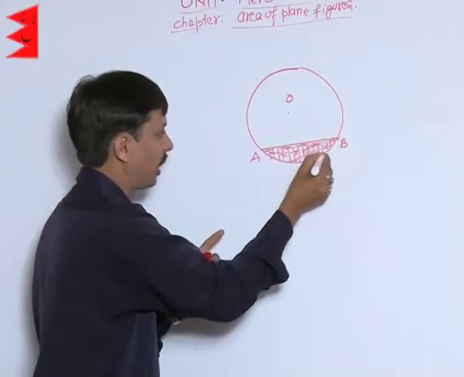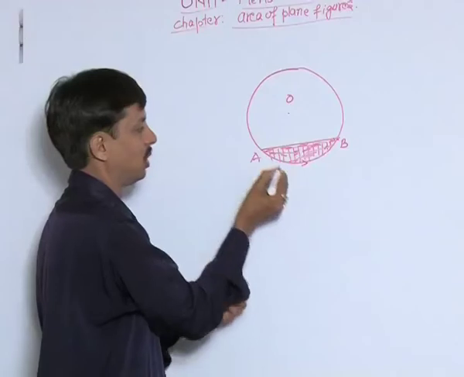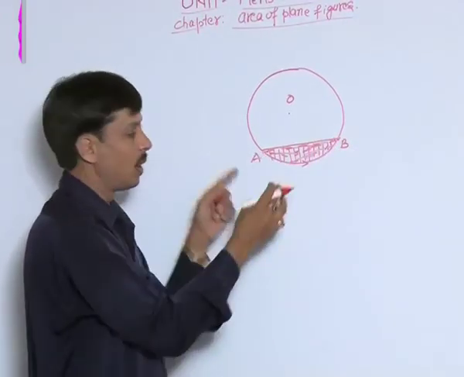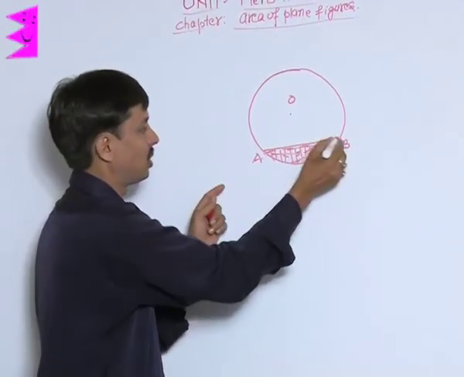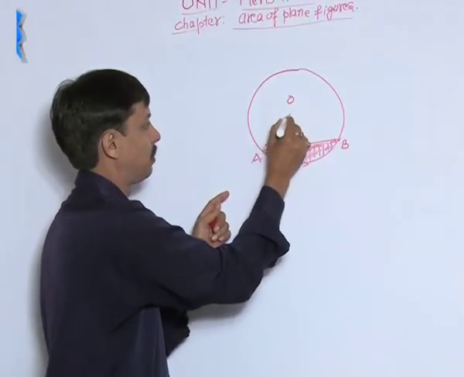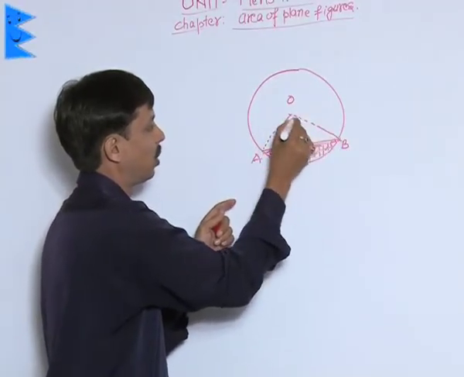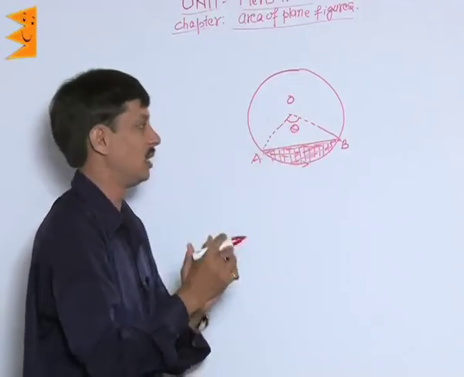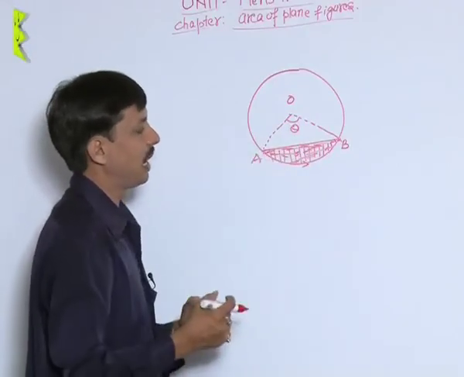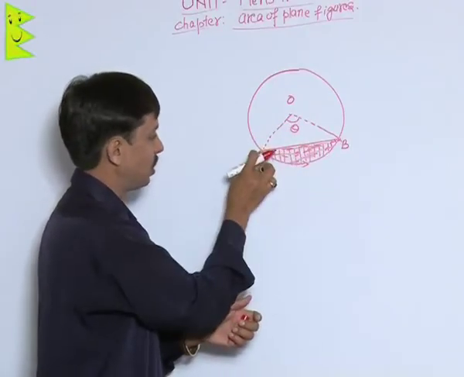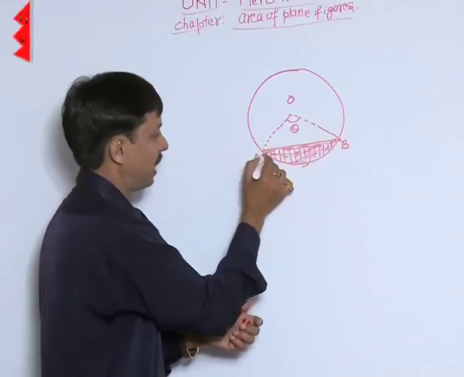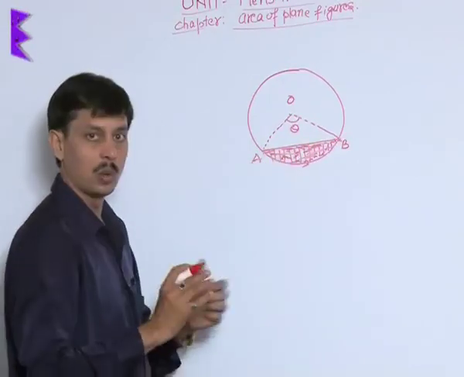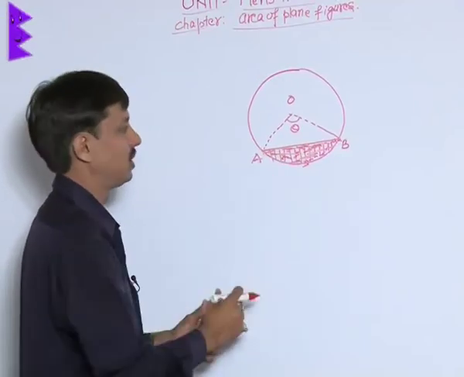This is known as the minor segment because the arc enclosed is a minor arc. Why is this a minor arc? Because the angle made by this minor arc at the center is less than 180 degrees. This angle is actually less than 180. So this is a minor arc and this segment is the minor segment. Okay. How to find this area?